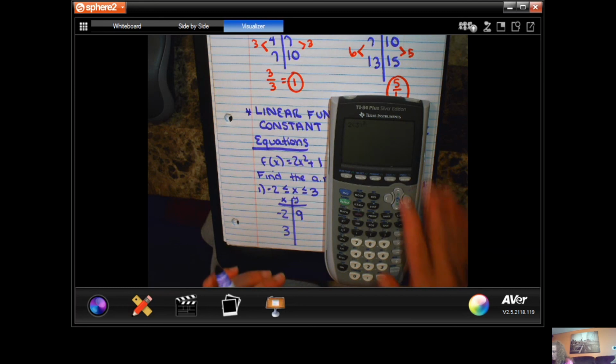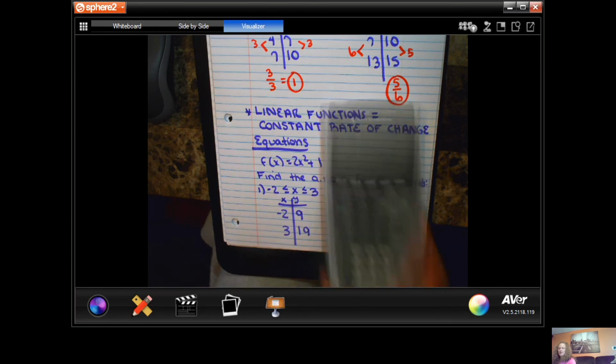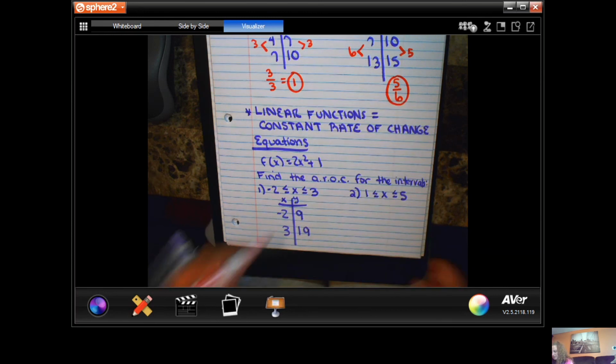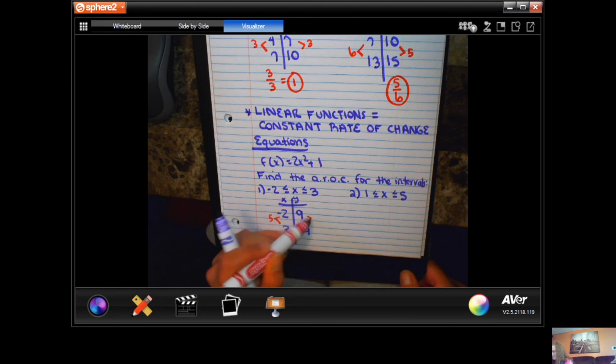And then we're going to do plus 1. And if you can see my calculator, we get 19. So now that we have our table, we can find our rate of change. We do the differences. Negative 2 to positive 3 goes up 5. 9 to 19 goes up 10.